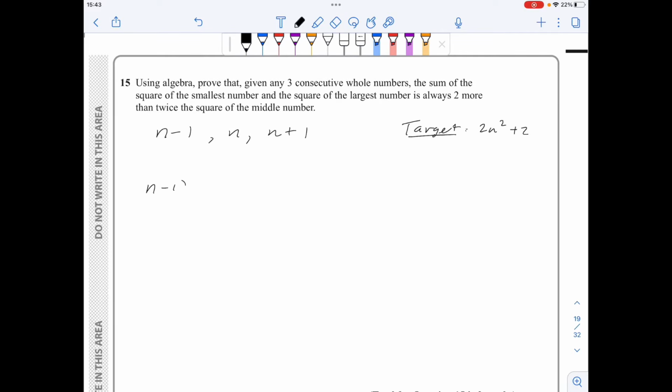So n minus 1 squared plus n plus 1 squared is equal to n squared minus 2n plus 1 plus n squared plus 2n plus 1. The minus 2n and the plus 2n cancel out, and this gives me 2n squared plus 2, hence proved.